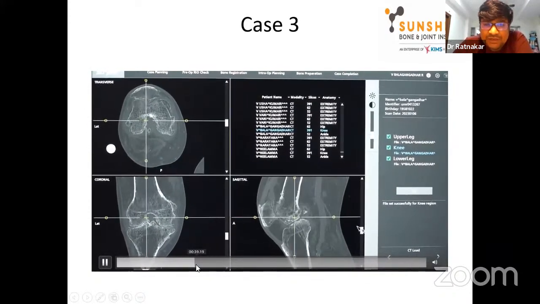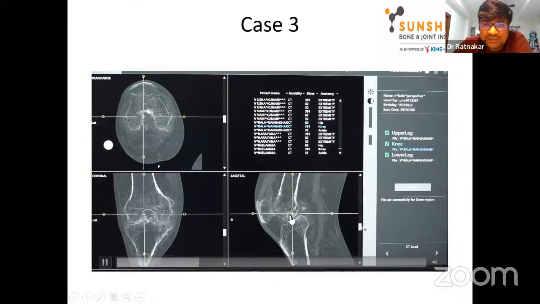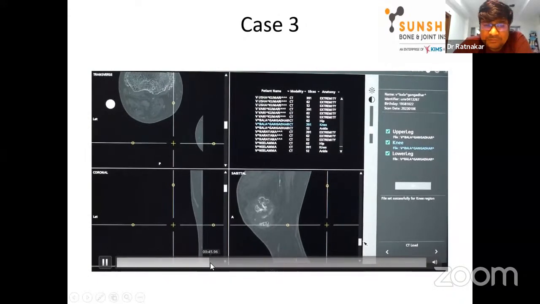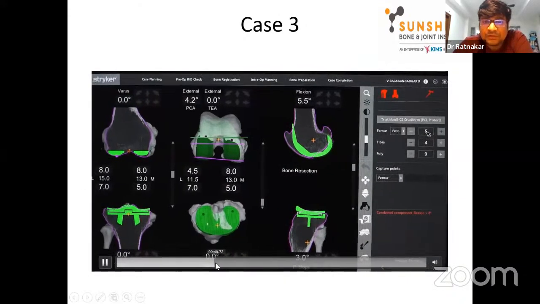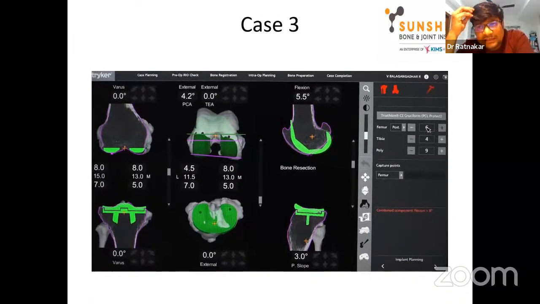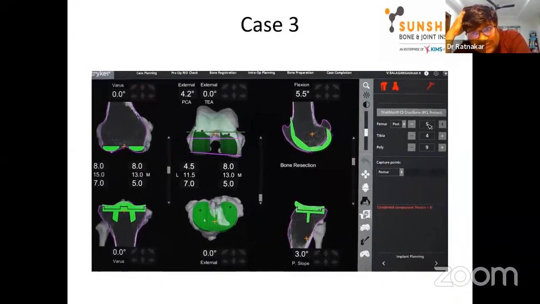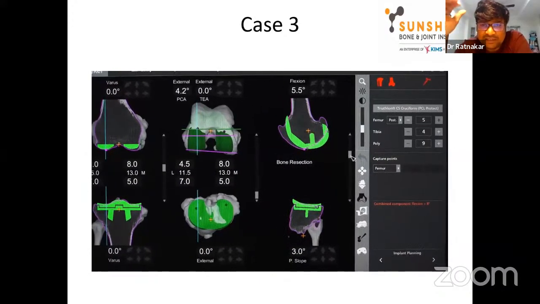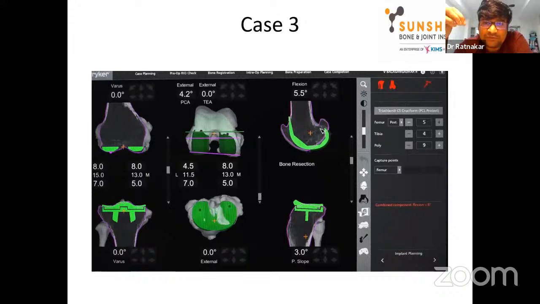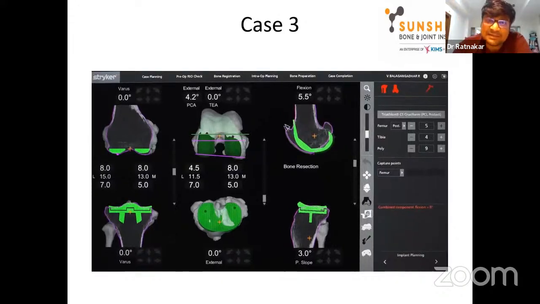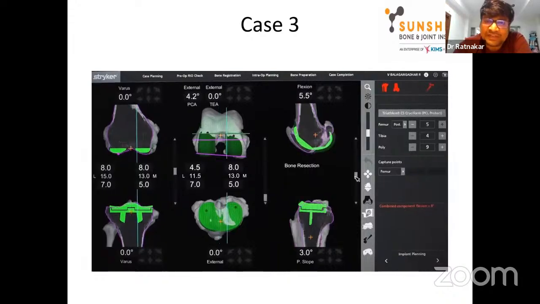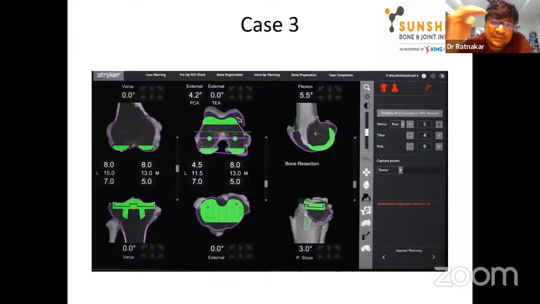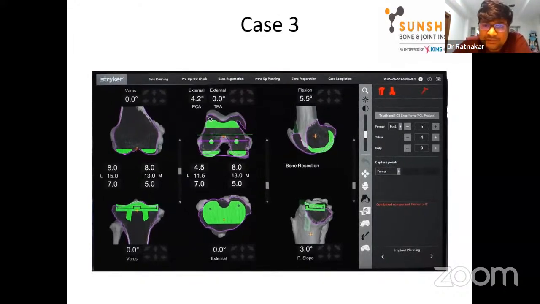So there are osteophytes on the femur on the posterior aspect, and on the posterior aspect of the tibia also. This is a planning page where the size of the femur is 5 and the size of the tibia is 4. We were getting the size of the femur between 4 and 5. And like I previously explained, we always try to upsize the femur component in flexion deformities. There are a lot of osteophytes on all aspects: anterior, medial, and posterior.